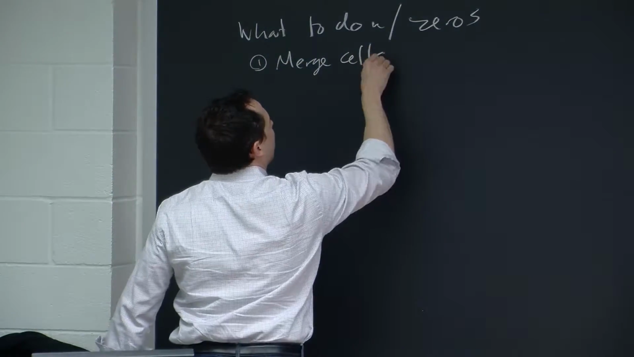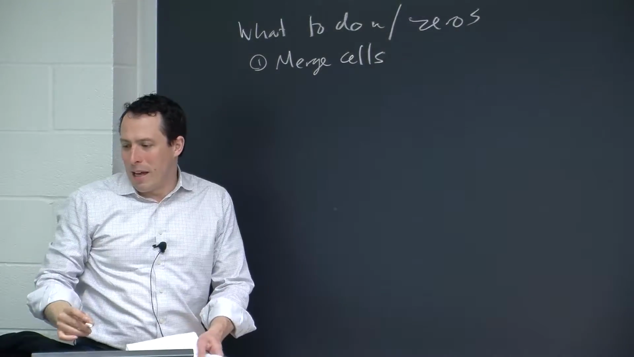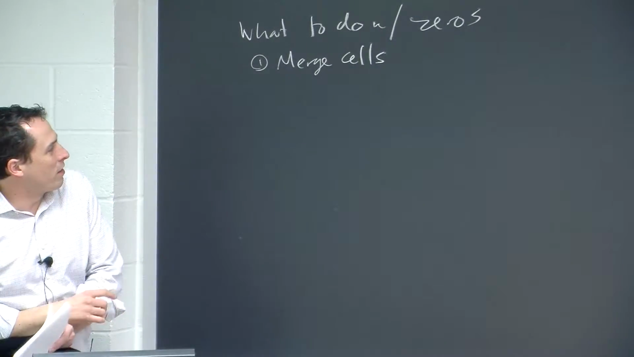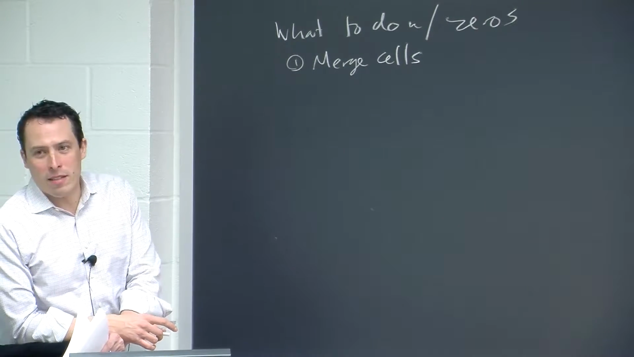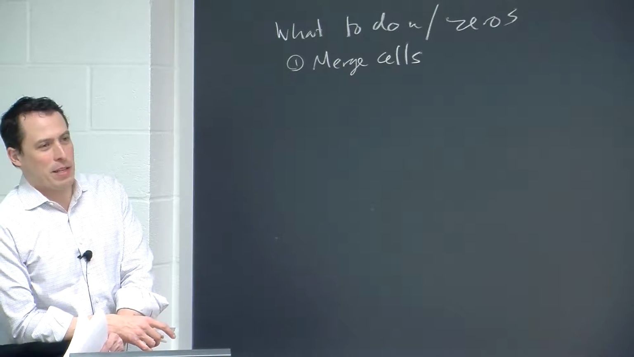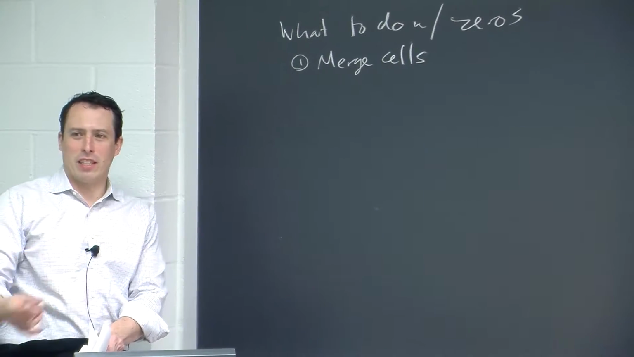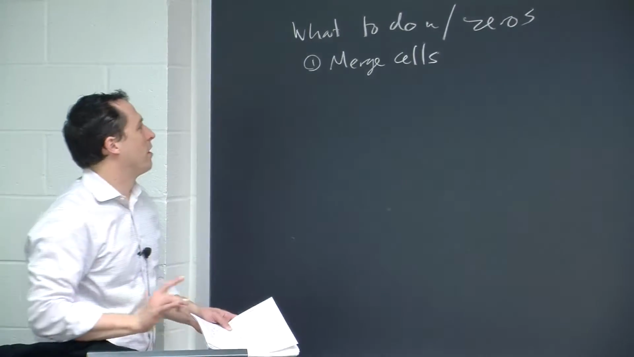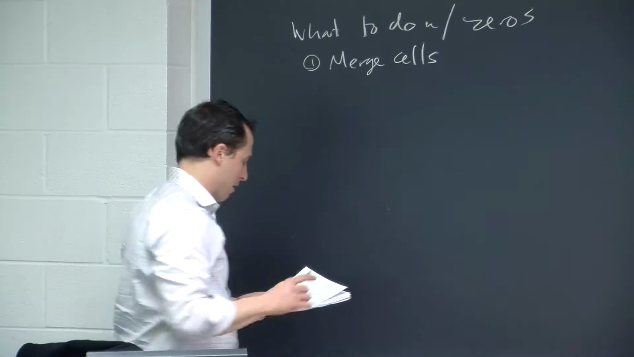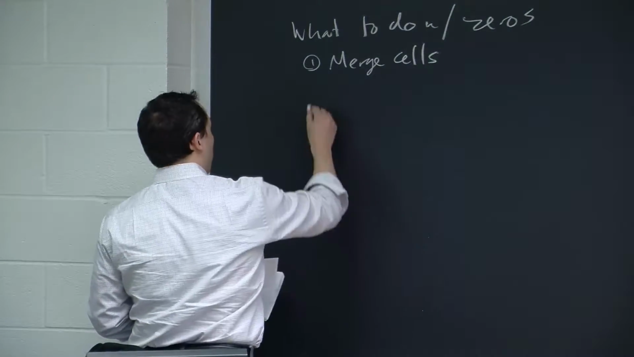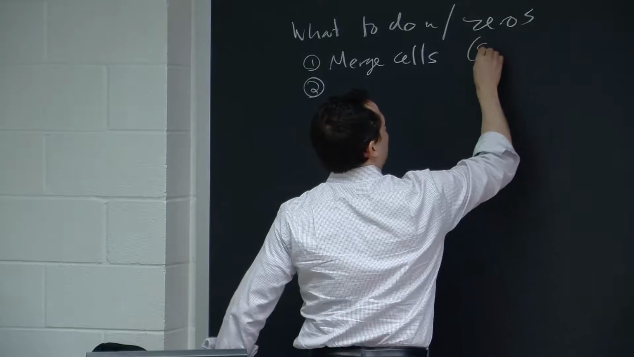Merge cells. And this is kind of one of the best. So if you can justify merging cells, it's in some ways the best possible response because you haven't done any heroics. You haven't had to change your model. So if you can merge cells and you're comfortable merging cells, that's often the best way to go. But that doesn't always work. And of course, you have to watch out for Simpson's paradox.